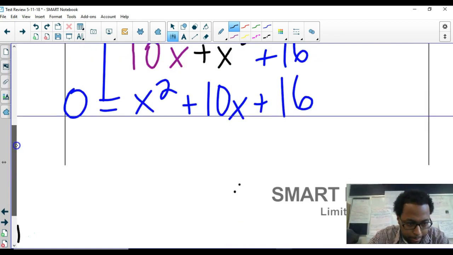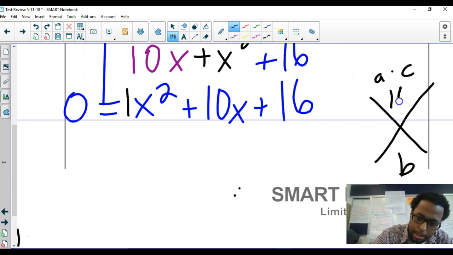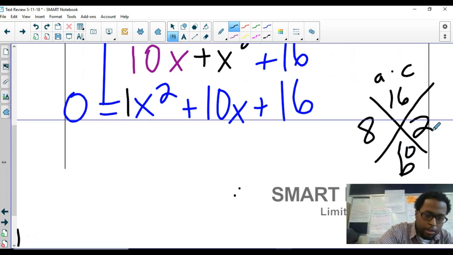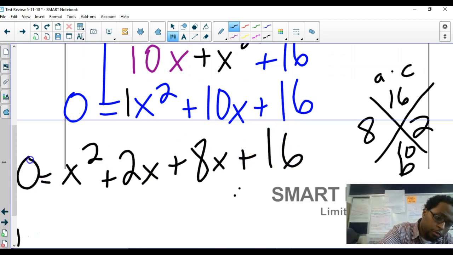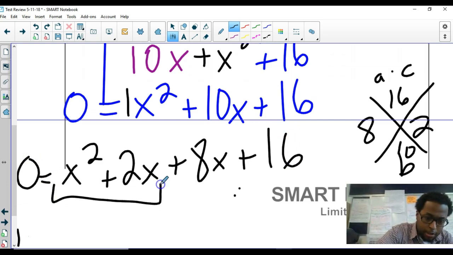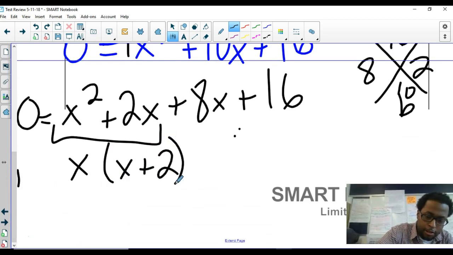Do my X-ing. A times C: 1 times 16 is 16, B is 10. Two numbers that multiply to 16 and add to give me 10: I have 8 and 2. So x squared plus 2x plus 8x plus 16. Remember, it all equals 0. Greatest common factor here is going to be x, and I'm left with x plus 8. Greatest common factor is going to be 2, and I'm left with x plus 8.